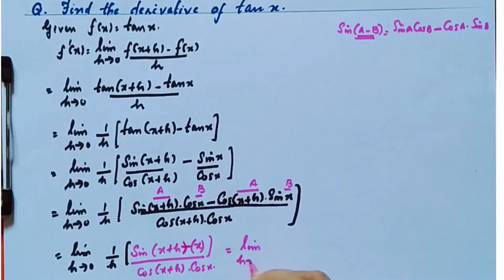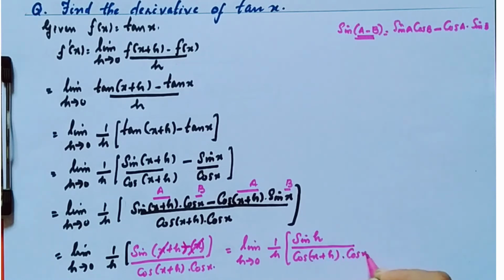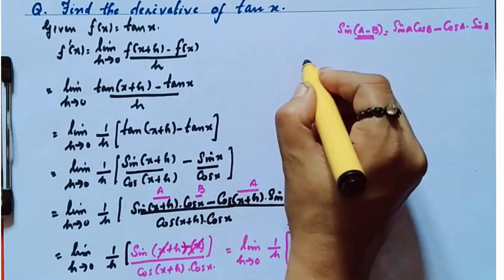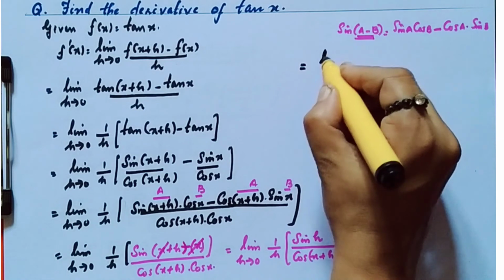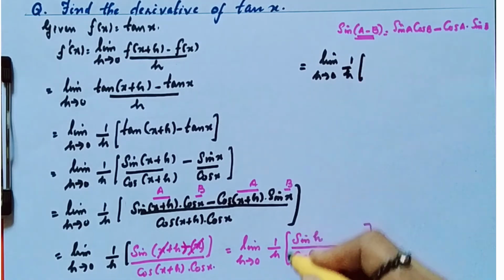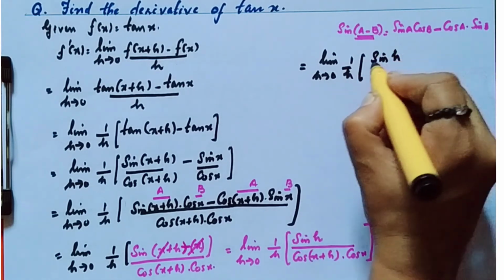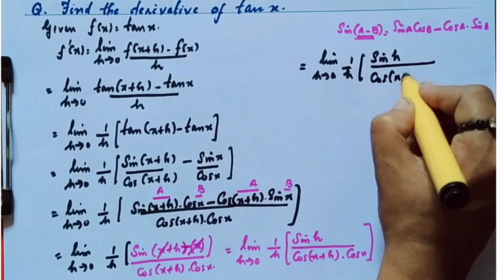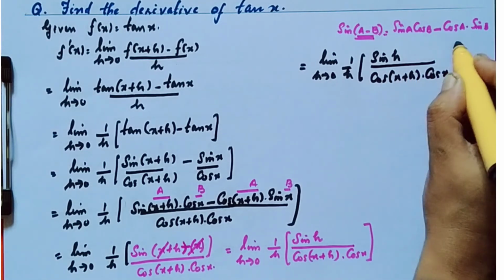This we can simplify as limit h tends to 0, 1 by h outside into, within the bracket x and minus x get cancelled. The remaining numerator is sin h alone, divided by the denominator cos(x+h) into cos x. Now the arrangement, which is equal to limit h tends to 0, 1 by h into sin h divided by cos(x+h) into cos x. This is the last step.